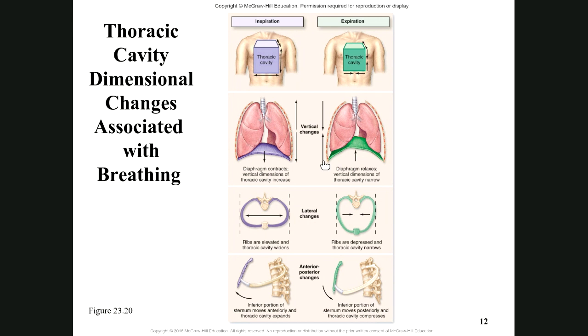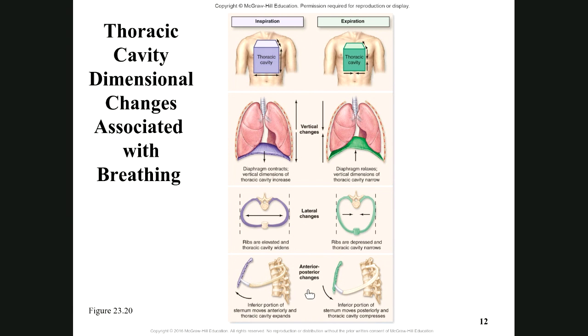And when we want to do expiration, the diaphragm relaxes and goes up again, and the vertical dimension of the thoracic cavity narrows. We have some lateral changes in our thoracic cavity dimension. During inspiration, our ribs are elevated and the thoracic cavity widens, as you see here. And during expiration, you see that the ribs are depressed and the thoracic cavity narrows.